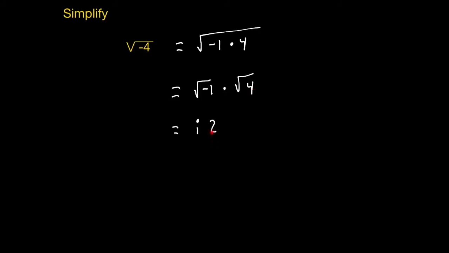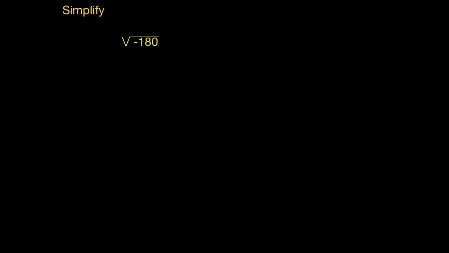It's customary to always put the real number in front of the imaginary unit. So here, I'm going to write it as 2i. So the square root of -4 will be 2i. Let's try another example. So here I have the square root of -180. So here 180 doesn't have a perfect square. However, I can still simplify it.